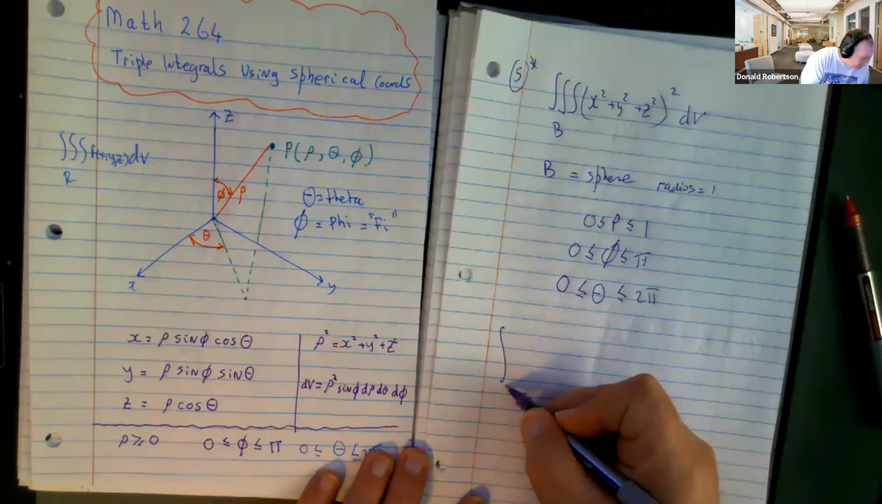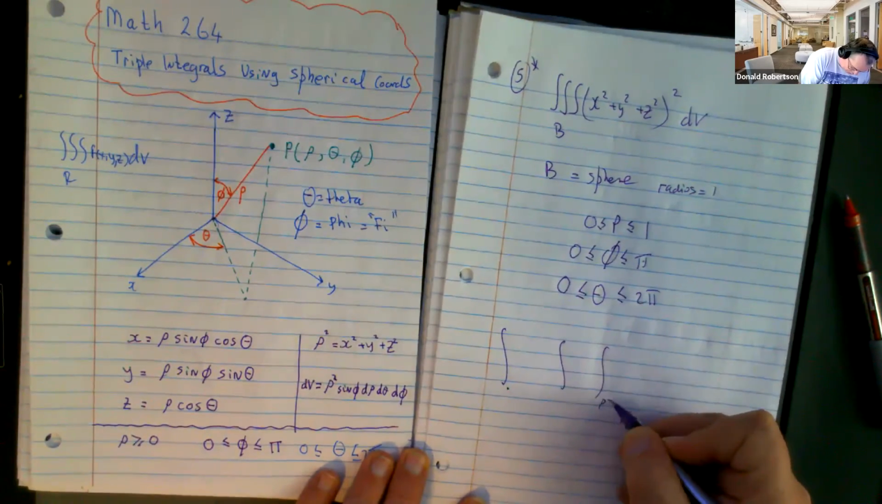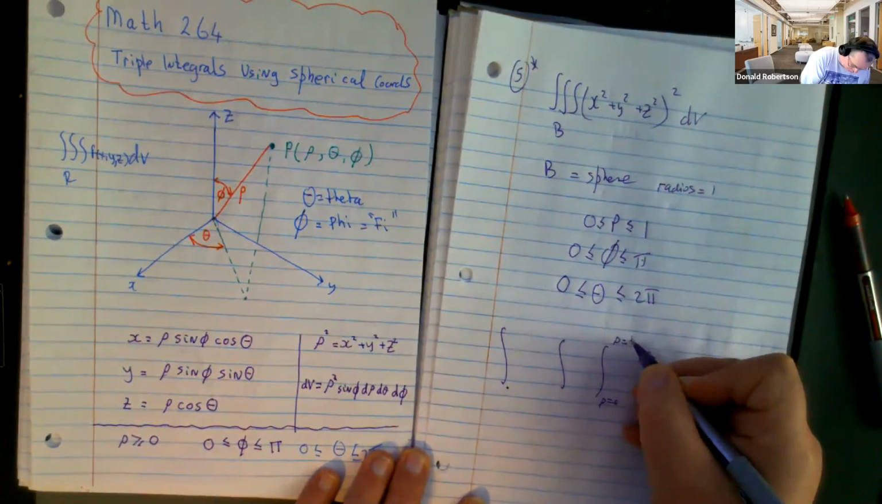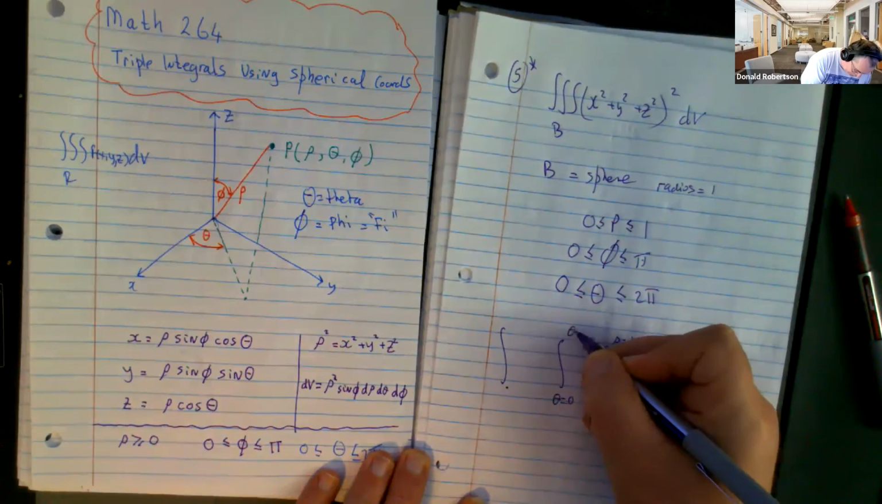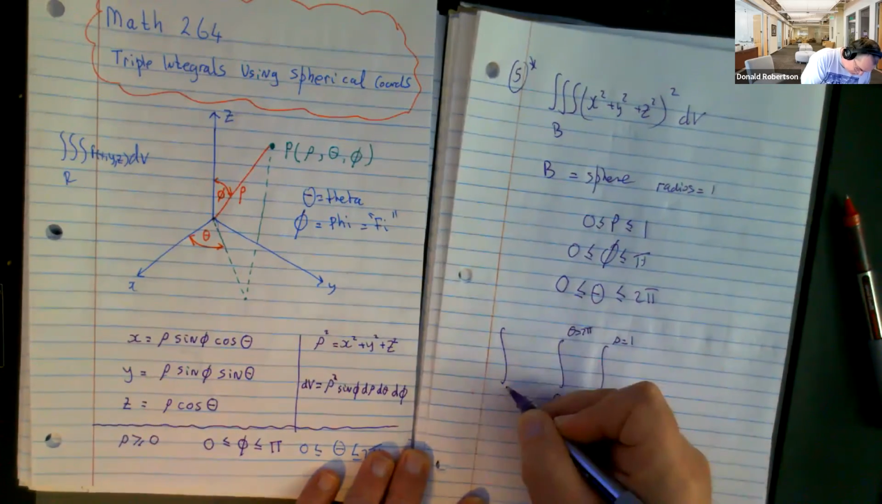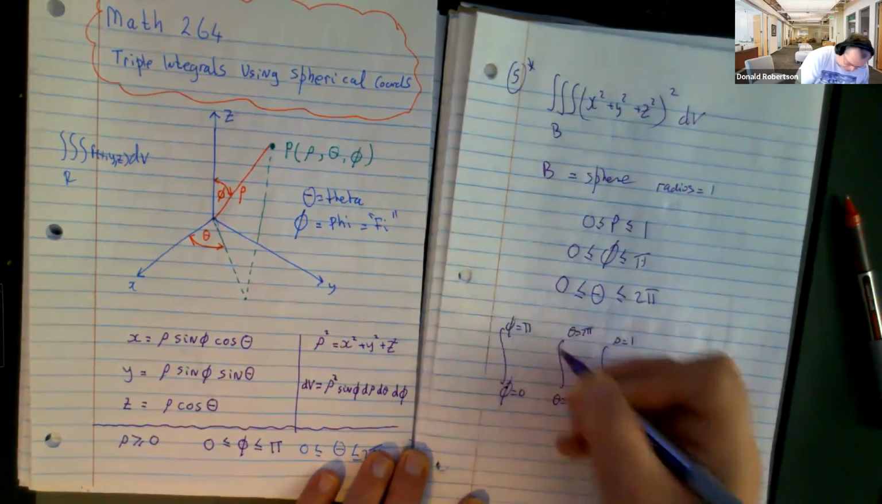What order are we doing them in? We're doing rho equals 0 to rho equals 1. Then we're going to do theta equals 0 to theta equals 2 pi. We're going to do phi equals 0 to phi equals pi.